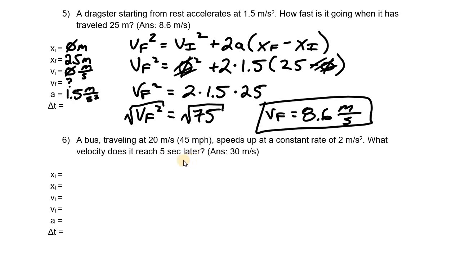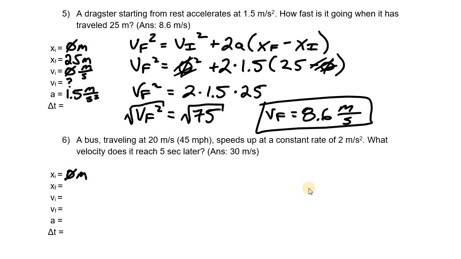Okay, so what do we have here? We have a bus, and it's traveling at this speed, and it's speeding up at 2 meters per second squared. What velocity does it reach? Okay, so describe to me what the bus is doing. It's going fast, and it's going faster, right? So, once again, what do you think the initial position of the bus is? Hey, if it's not told to us, we're just always going to say it's equal to 0 meters.